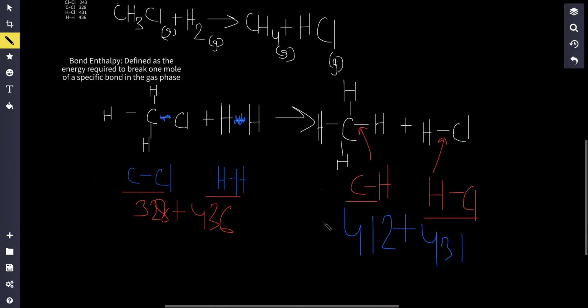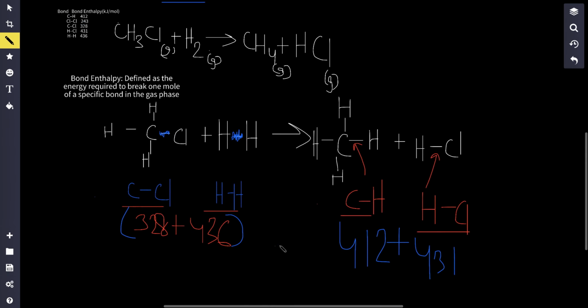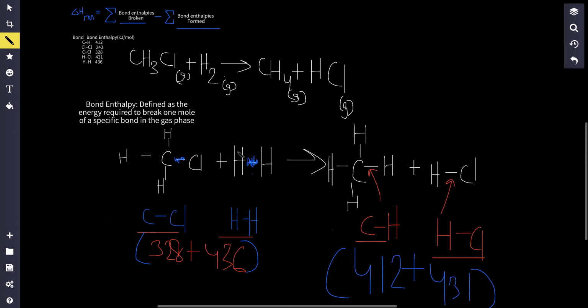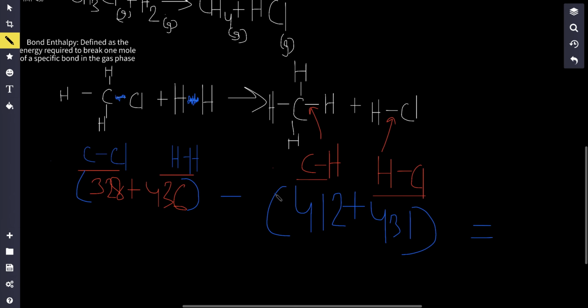Kilojoules per mole. All right, so these are our bonds broken, and these are our bonds that are formed. Now what I have to do is just subtract these two values, and you would get the answer. Make sure if you're using a calculator, put these in parentheses, so make sure you're distributing this negative sign to the whole thing.